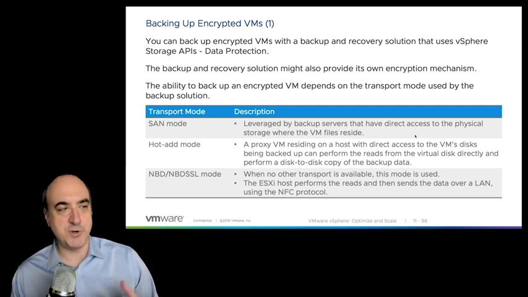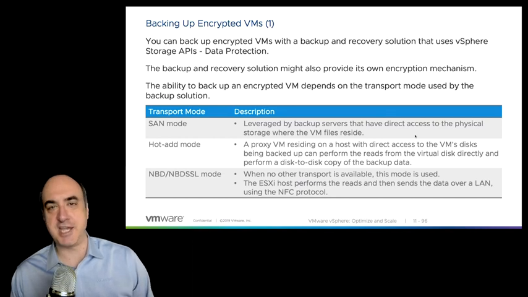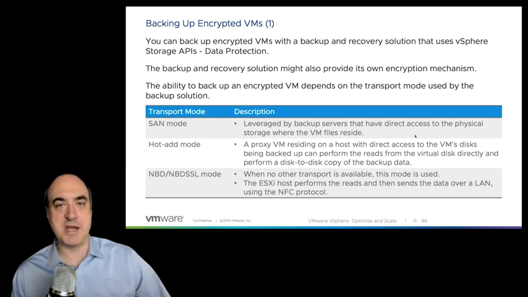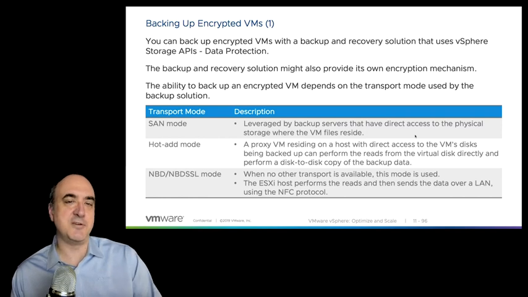So when you think about what are the opportunities that VADP offers? Well, they offer the ability for the backup server to have direct access to the storage. That's what's called SAN mode. The API also allows for hot add mode, where a VM can hot add a VMDK that's to be backed up from another VM, and then we can back up from there. And then there's also what's called network block device copy, NBD, and this essentially allows the ESX server to gather the VM data and send it over the management network to your backup server.